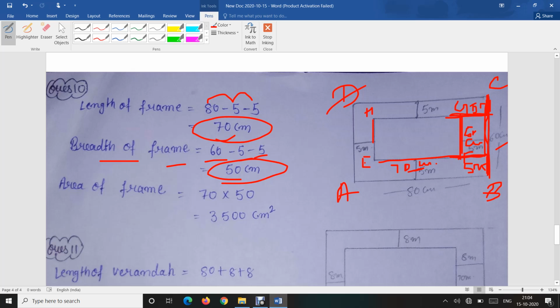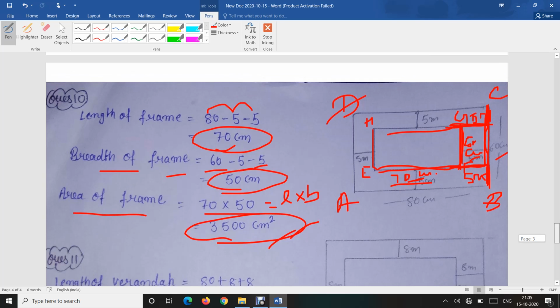Now you can find out the area of this frame, whose length is 70 and breadth is 50. So the area of the frame is 70 multiplied by 50, which is length into breadth. The answer you found is 3500 centimeter square. Hope you understand this question.